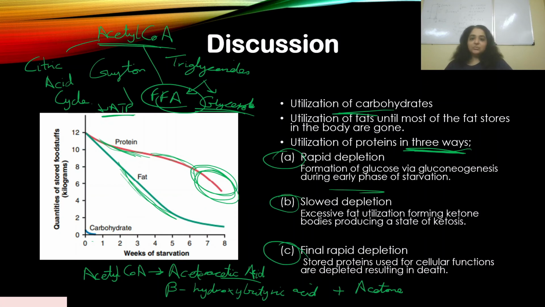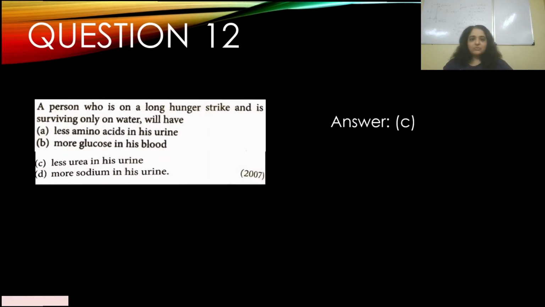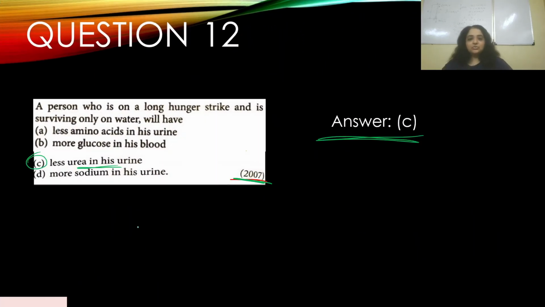Okay, so stored proteins that are used for the cellular functions are being depleted. So this is the way carbohydrates, fats and proteins are being used up during starvation. Okay, so to go back to your question, clearly there will be less urea because the amino acids are being converted into glucose, and ketone bodies.